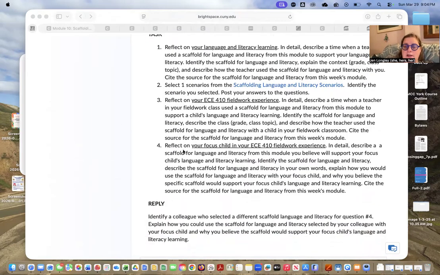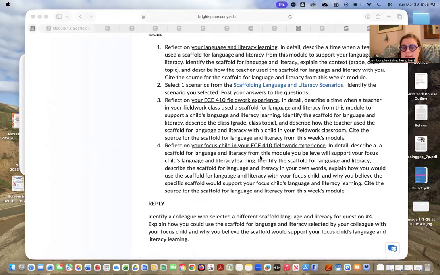And then question 4, think about your focus child for EC 410. In detail, describe a scaffold for literacy and language from this module you believe will support your focus child's language and literacy learning. Identify the scaffold for language and literacy. Describe the scaffold in your own words. Explain how you would use the specific scaffold with your focus child, and why you believe the specific scaffold would support your child's language and literacy learning.